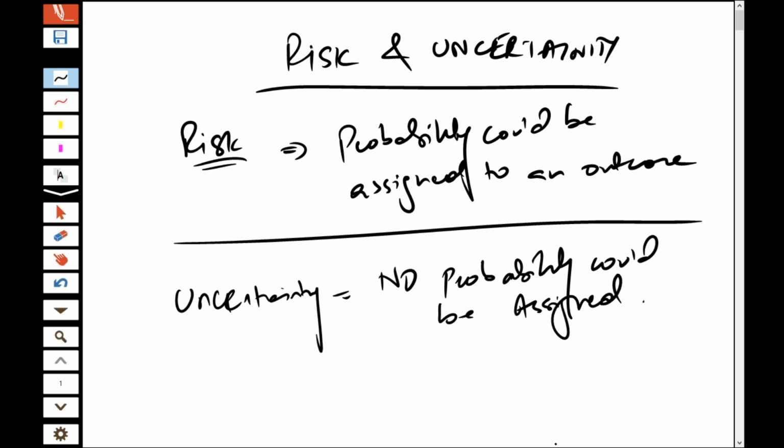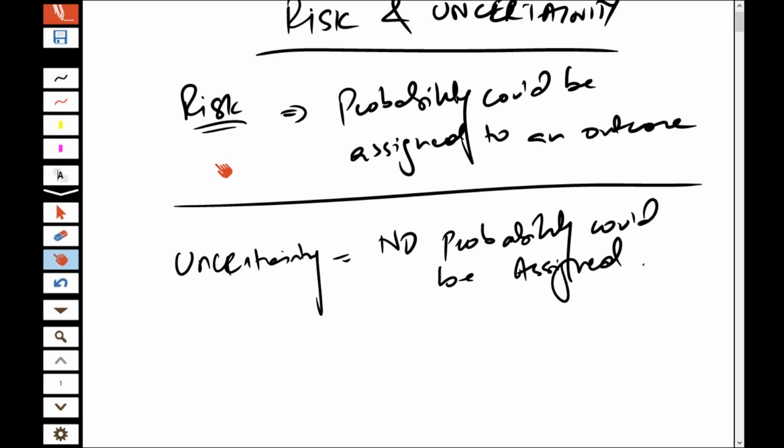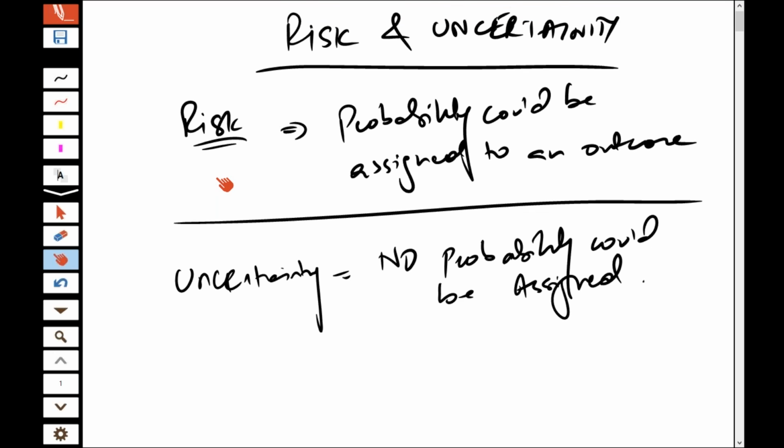So when we talk about the concept of risk and uncertainty, the first and foremost thing is what exactly you mean by risk and what exactly you mean by uncertainty. Risk refers to a scenario where probability could be assigned to an outcome. That means you could assign a likelihood to the outcome, that there is a 25% chance this is going to happen, there's a 35% chance this is going to happen. That means you are facing a risk.